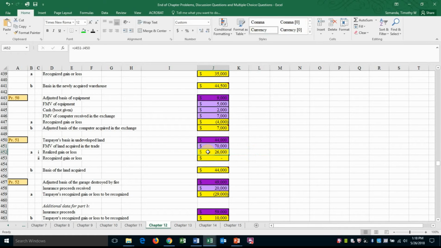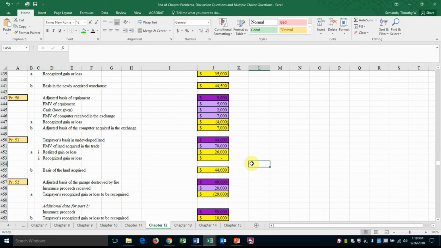Realize, again, just to reiterate, the difference between the realized gain and the recognized gain is that the realized gain is just a mathematical, that's the actual gain. Recognized means that there are tax consequences. Recognized means it's recognized by the IRS, the tax code, as a gain or loss that has tax implications. If it's a gain, it must be taxed. If it's a loss, there's a tax benefit that could be leveraged by the taxpayer.